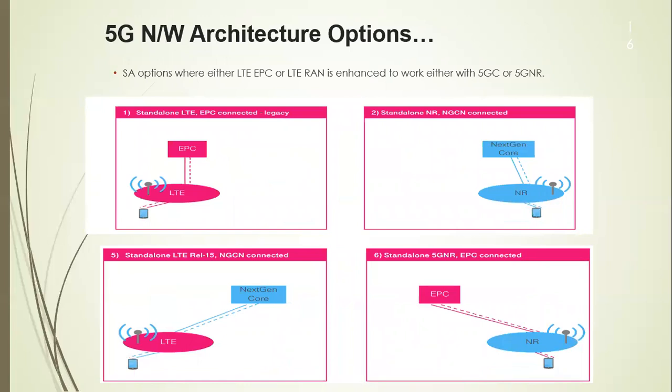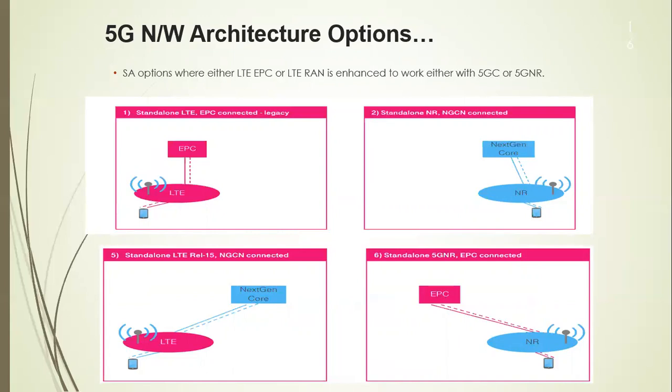And these are the standalone options. The standalone option, whatever you are seeing, the first one is the current deployment, where the LTE network is having EPC core, LTE node B, and the UE. If it comes to NR standalone, then it will be 5G core, 5G G node B, and the 5G device.